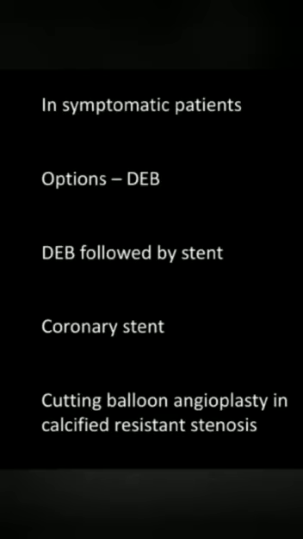The second option would be to use a drug-eluting balloon angioplasty followed by a self-expanding stent. And if the stenotic segment is too short, one can use a drug-eluting coronary stent. The last option would be to use a cutting balloon angioplasty in calcific resistant stenosis.